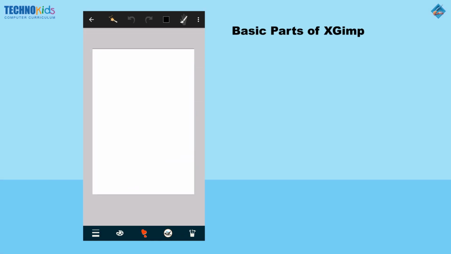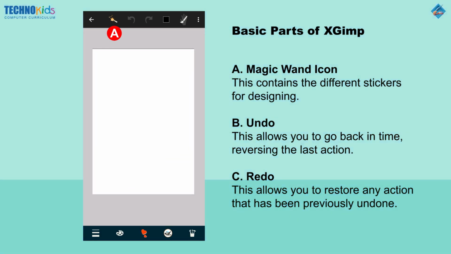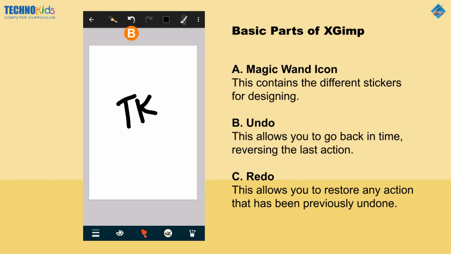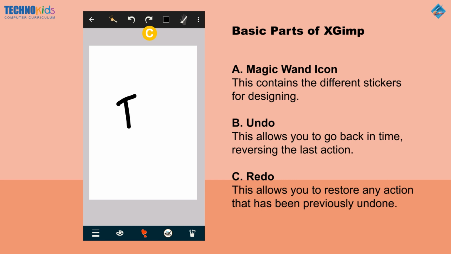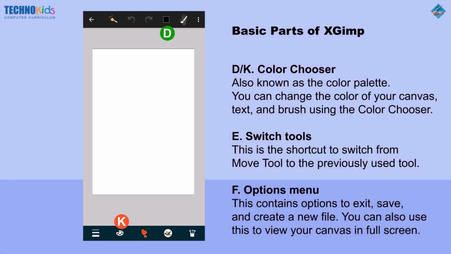Basic parts of XGimp. A. Magic wand icon. This contains the different stickers for designing. B. Undo. This allows you to go back in time, reversing the last action. C. Redo. This allows you to restore any action that has been previously undone. D or K. Color chooser, also known as the color palette. You can change the color of your canvas, text, and brush using the color chooser.